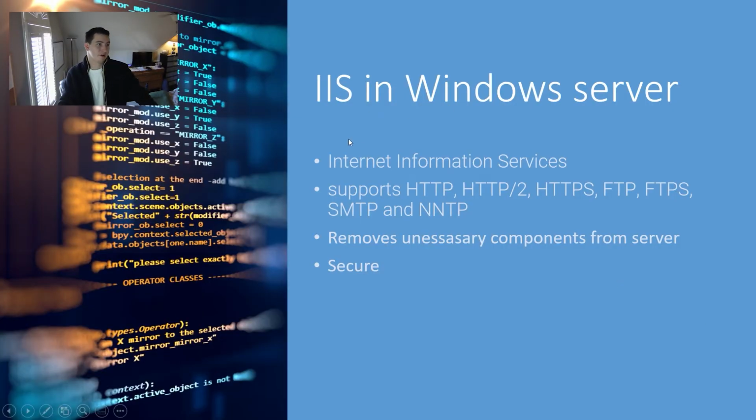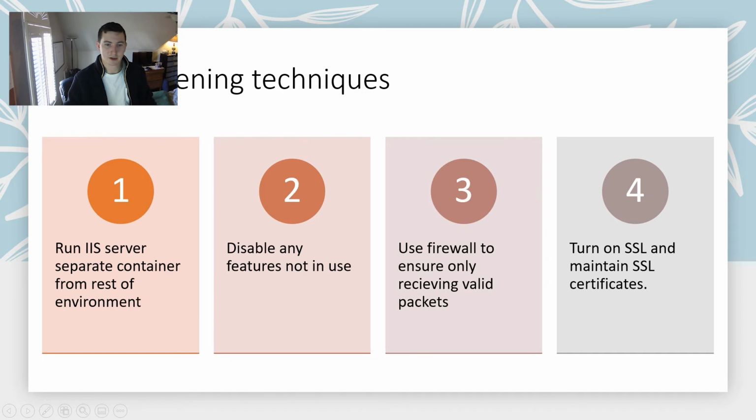The first one we'll talk about here is the IIS and Windows server, the Internet Information Services, and it supports all these functions here: HTTP, HTTPS, FTP, so forth. Installing this feature on any Windows server is going to remove unnecessary components from the server, such as domain access and stuff like that. It's going to help lock it down, in a similar sense to how AppArmor does with Linux, though not in the complete same sense. It's going to help remove a bunch of the services that don't need to be running.